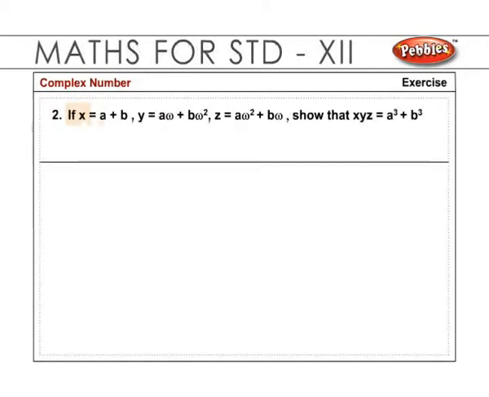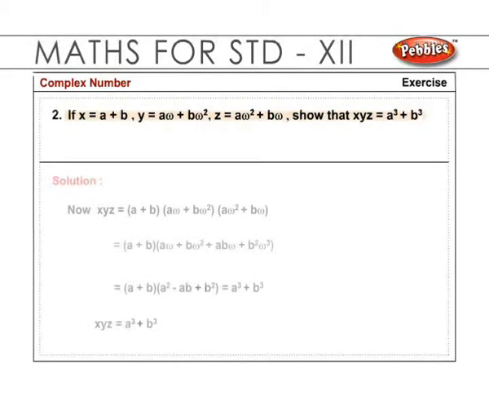If x is equal to a plus b, y is equal to a omega plus b omega square, z is equal to a omega square plus b omega, show that xyz is equal to a cube plus b cube.